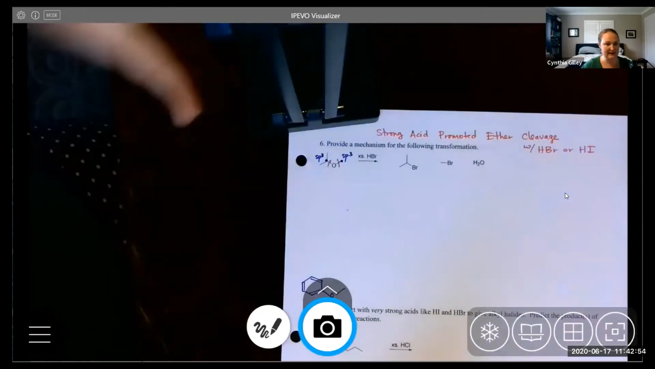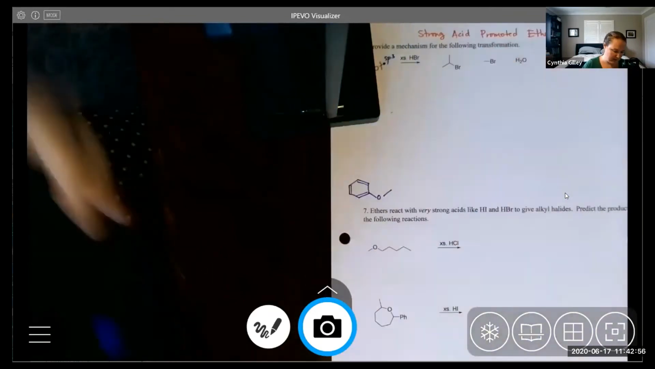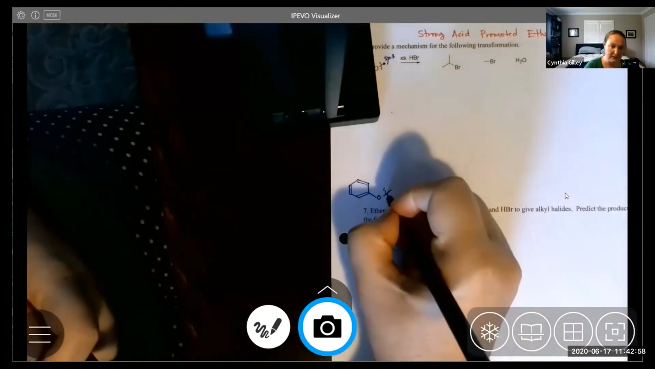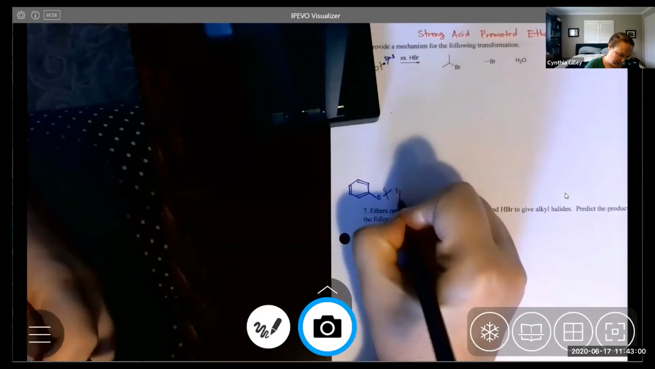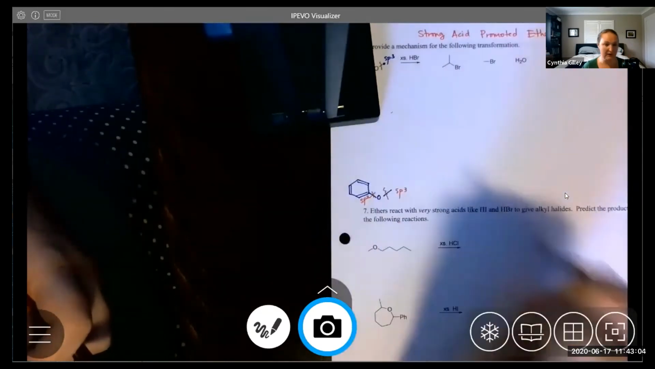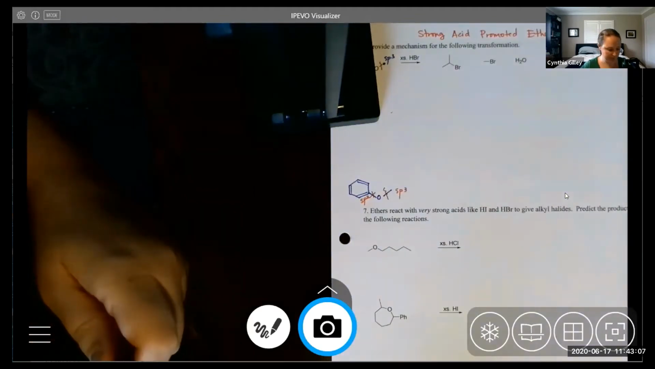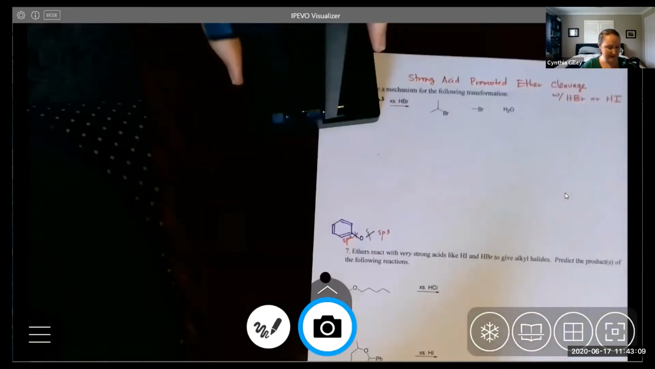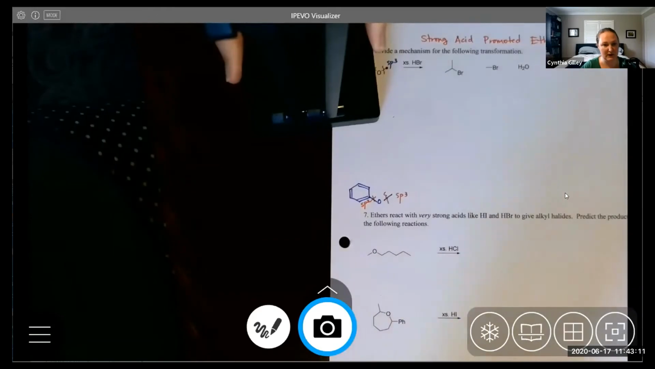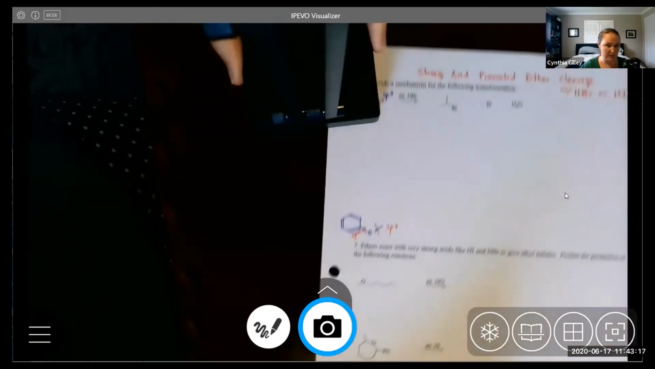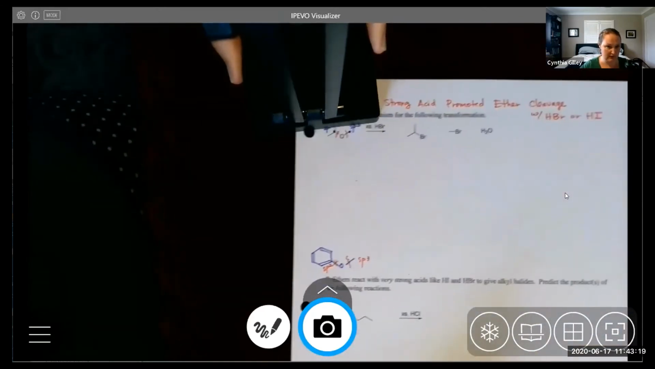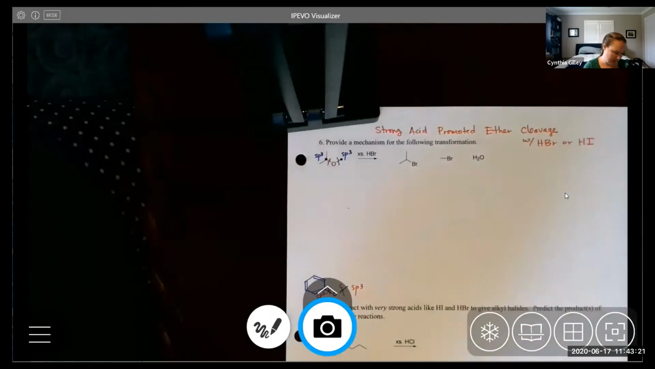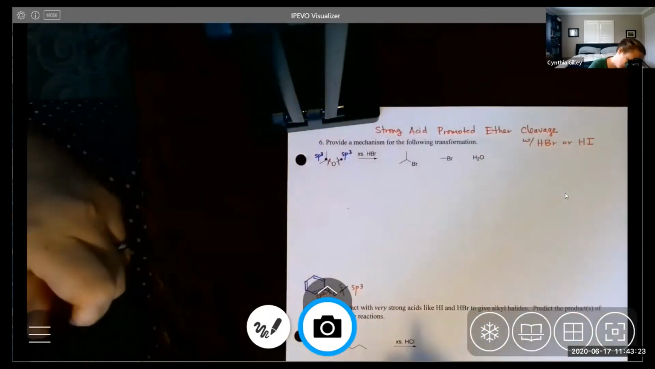So in a case like this, you would only be able to break this one if this one is sp2. So you would not be able to break this one because of that carbon. Okay, and that's because we're relying on substitution reactions, SN1 or SN2, and those require an sp3 hybridized carbon. Back up here, we have an ether.